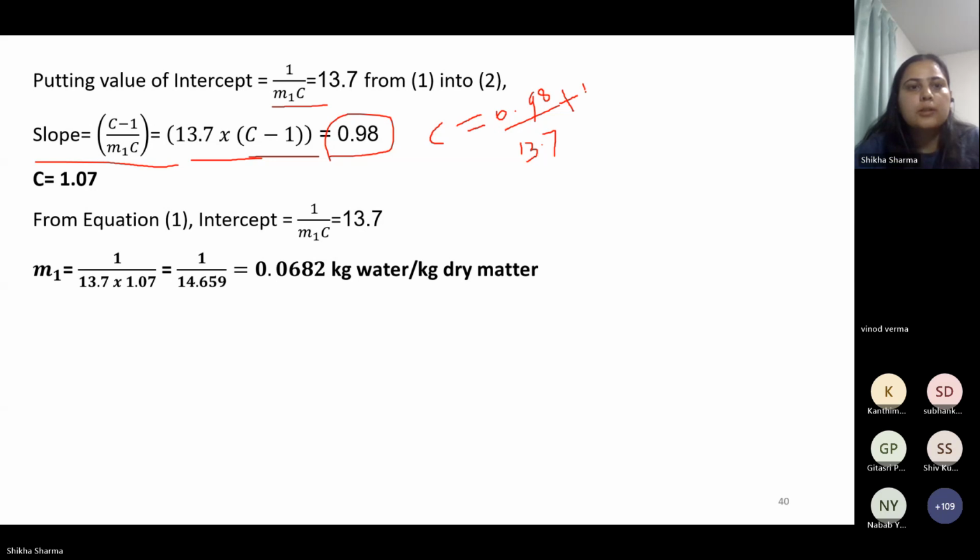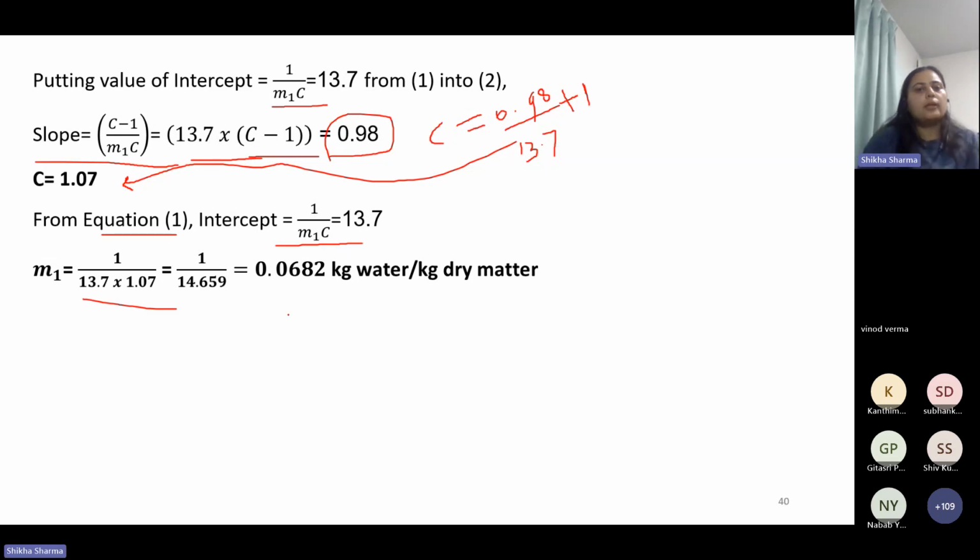We get C equals to 1.07. And from equation 1, which is the intercept equation, 1 upon C, m1 C equals to 13.7. M1 we can calculate as 1 upon 13.7 into C, which is 1.07. So it is equals to 0.0682 kg of the water per kg of the dry matter.